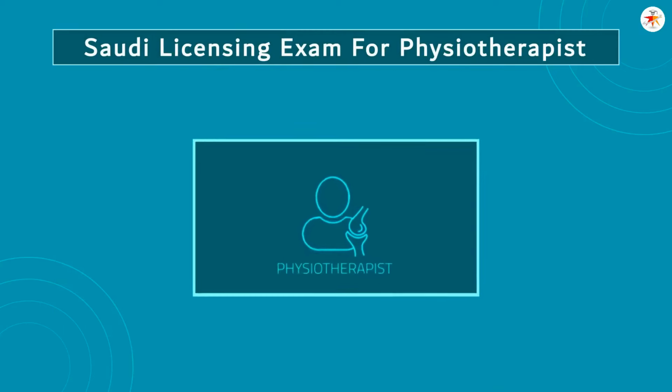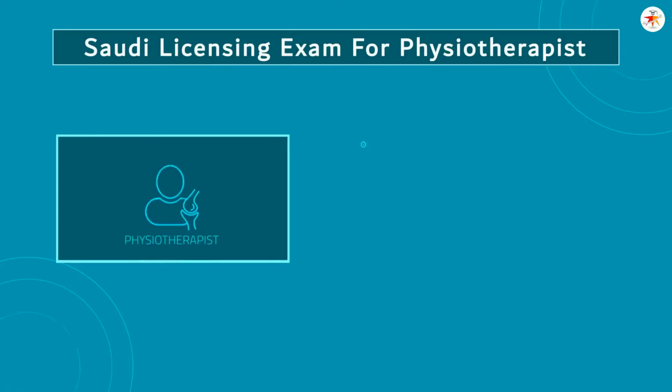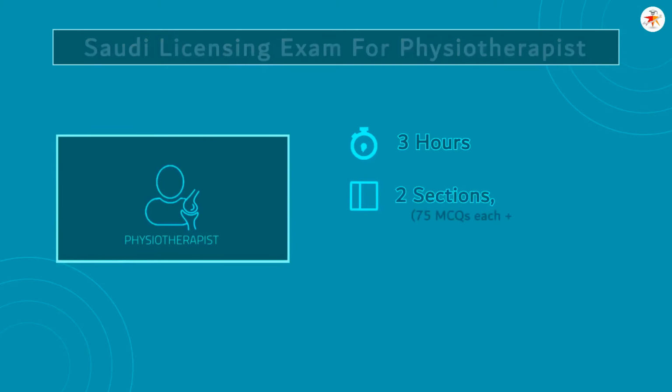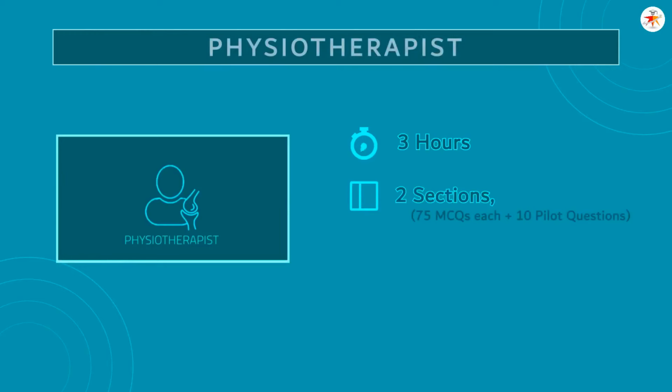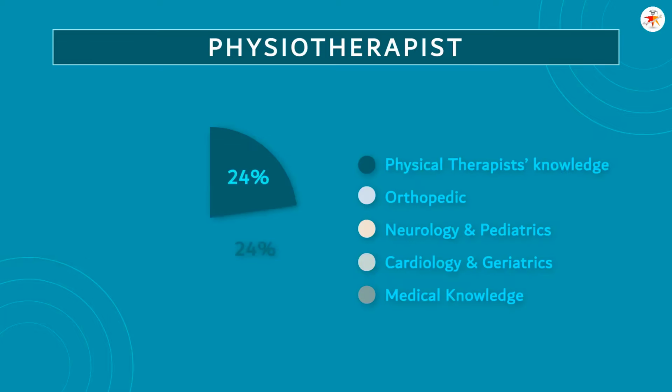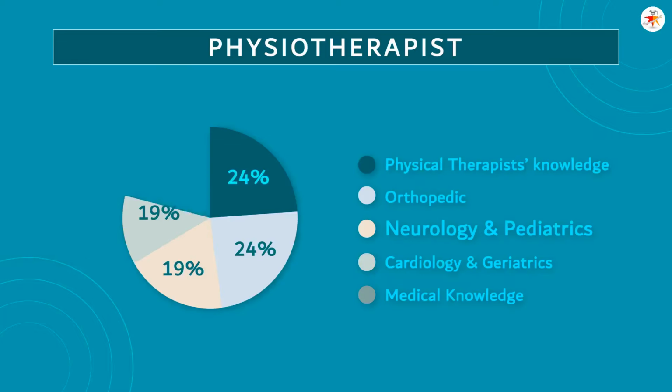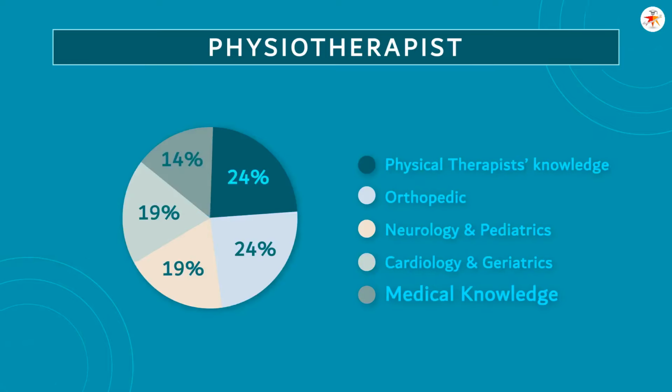This exam for physiotherapist consists of 3 hours, and is divided into 2 sections. Each section contains 75 questions, including 10 pilot questions. You can take a scheduled break of 15 minutes between the 2 sections. Passing score is about 60%. The exam contains following percentage of questions from different topics.